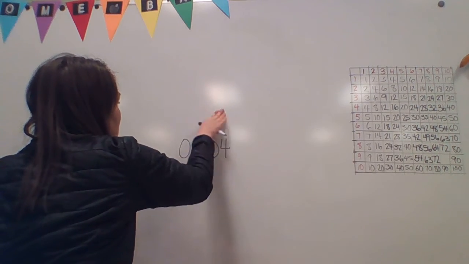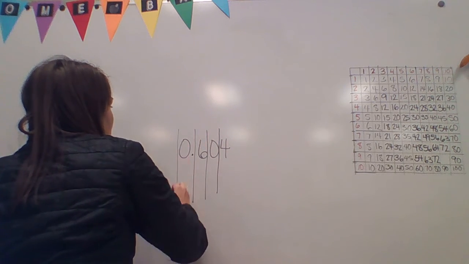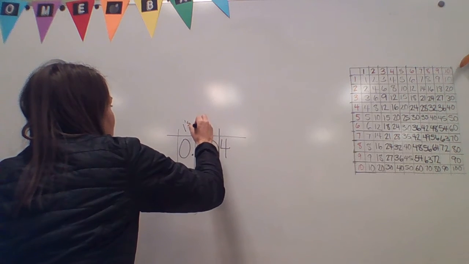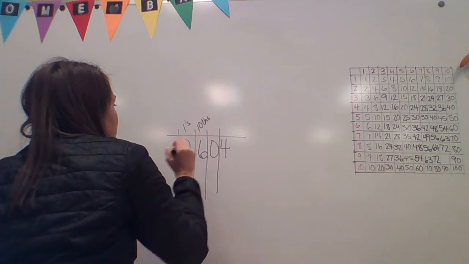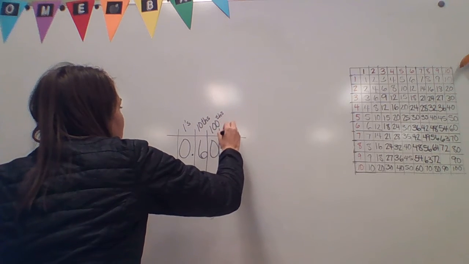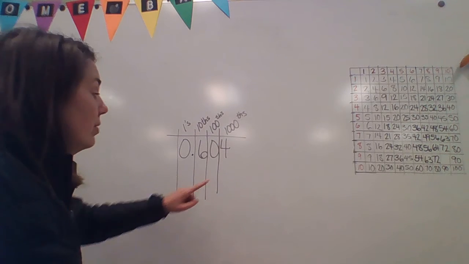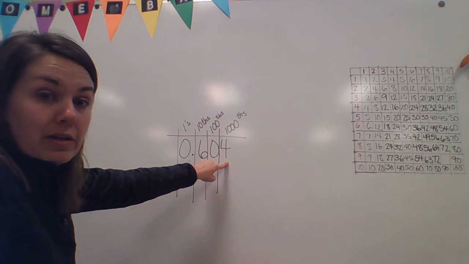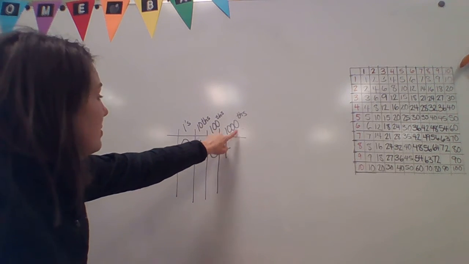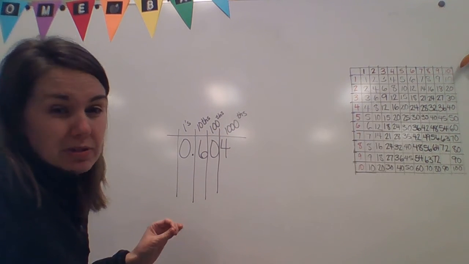So our place value chart is saying that we have our ones place here. We have our tenths here, our hundredths here, and our thousandths here. So the rule is whatever number is in the last place value, that's the unit that we're going to be using. So we're going to be talking about thousandths. So now we have to think about how many thousandths, right?